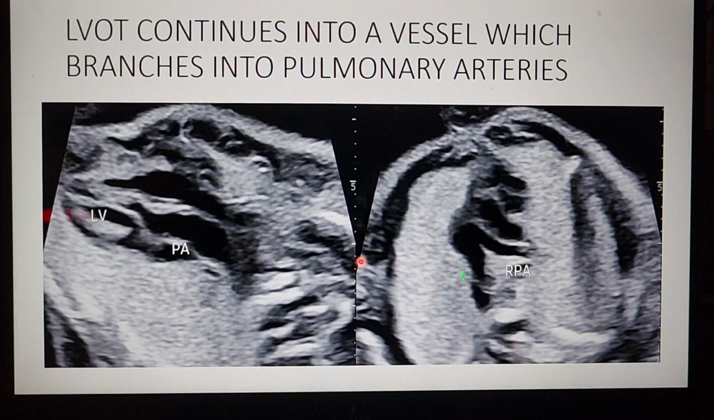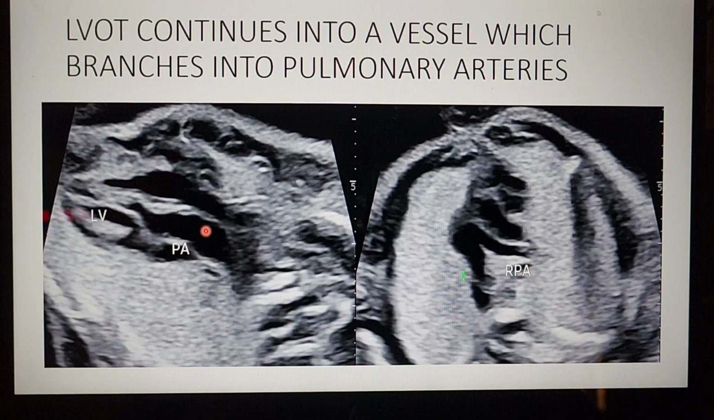Now when we try to look at the outlets of this same patient or fetus, you can see that the LV gives rise to a vessel which actually does not look like the normal ascending aorta.